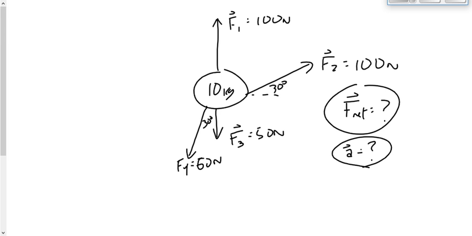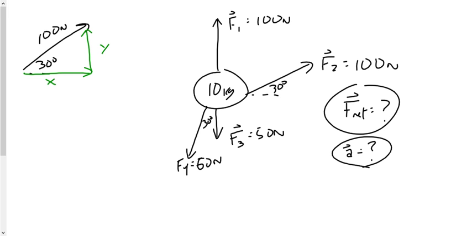All right, we have two funny angles here. One's at 30 degrees, they're both at 30 degrees actually. Let's do F2 first. F2 is 100 newtons at 30 degrees north of east. Let's draw the x component there and the y component there. Cosine 30 degrees is equal to x over 100. So x ends up being equal to 86.6 newtons. Sine 30 degrees is equal to y over 100. So y is going to end up being equal to 50.0 newtons.